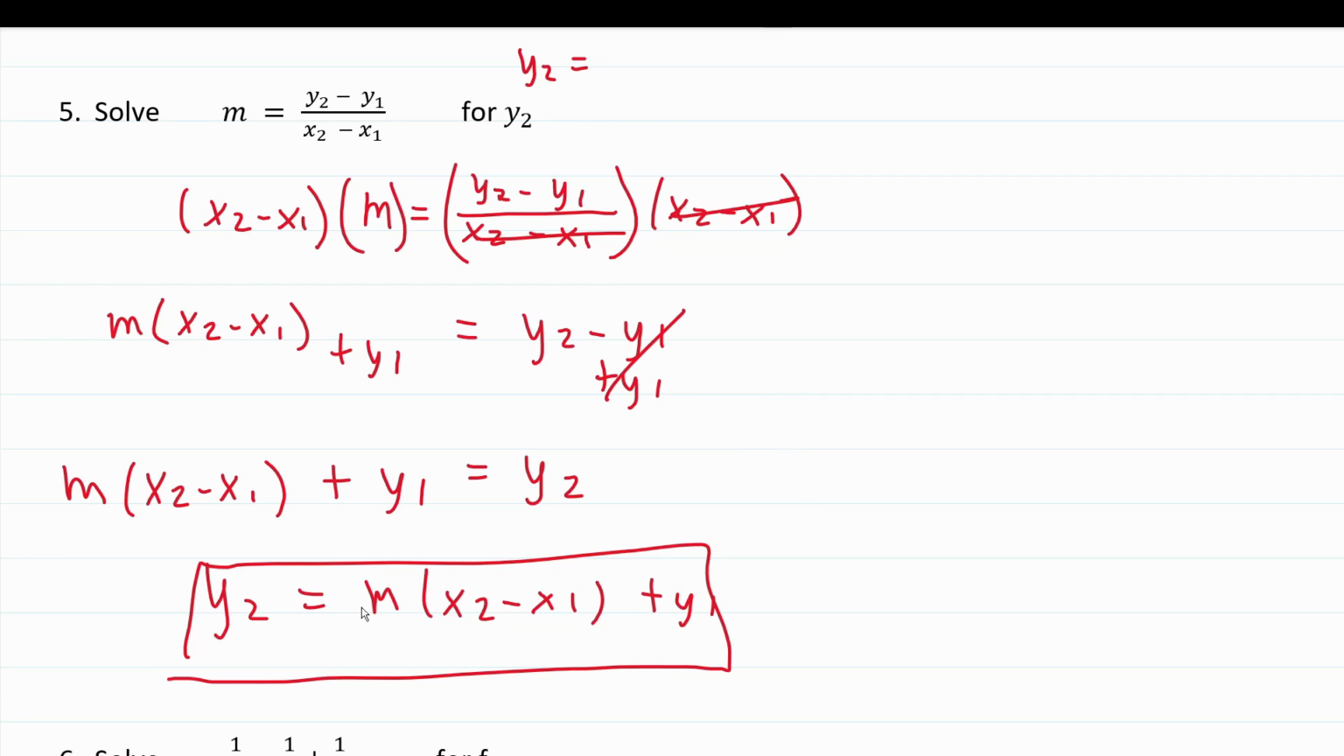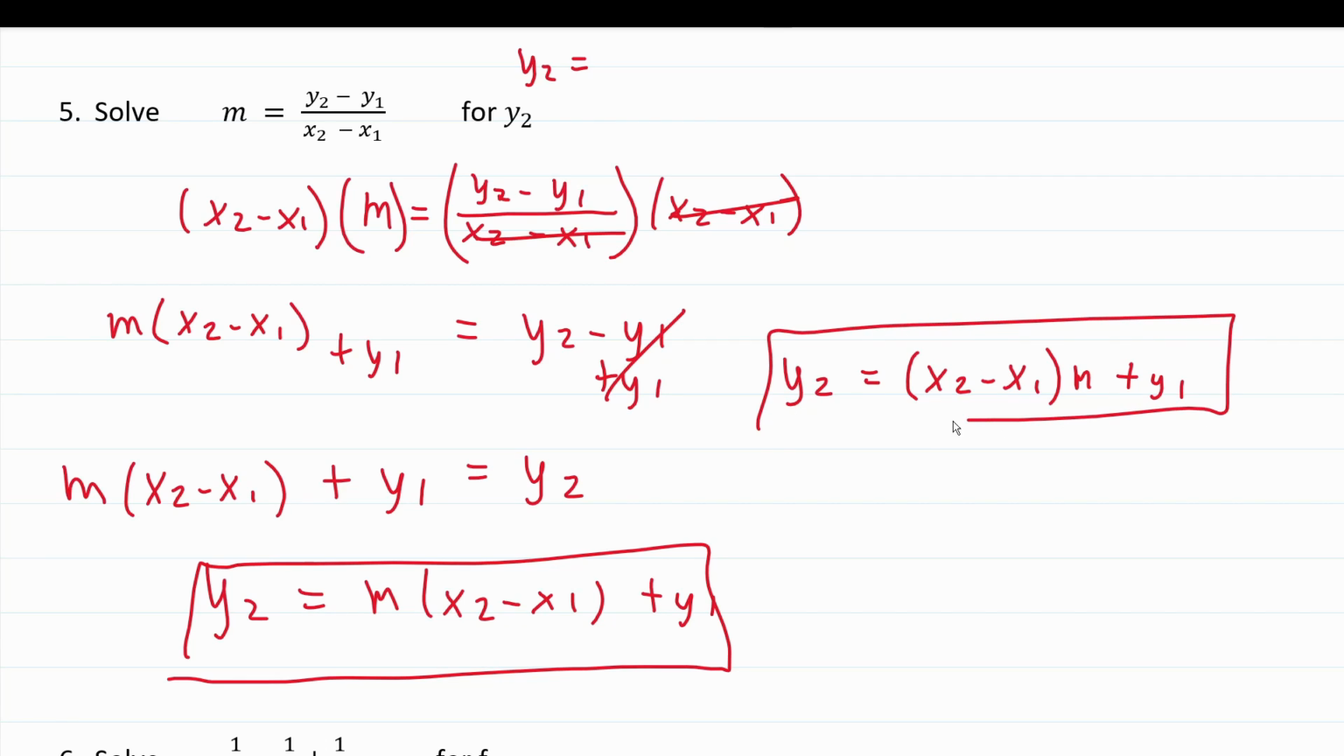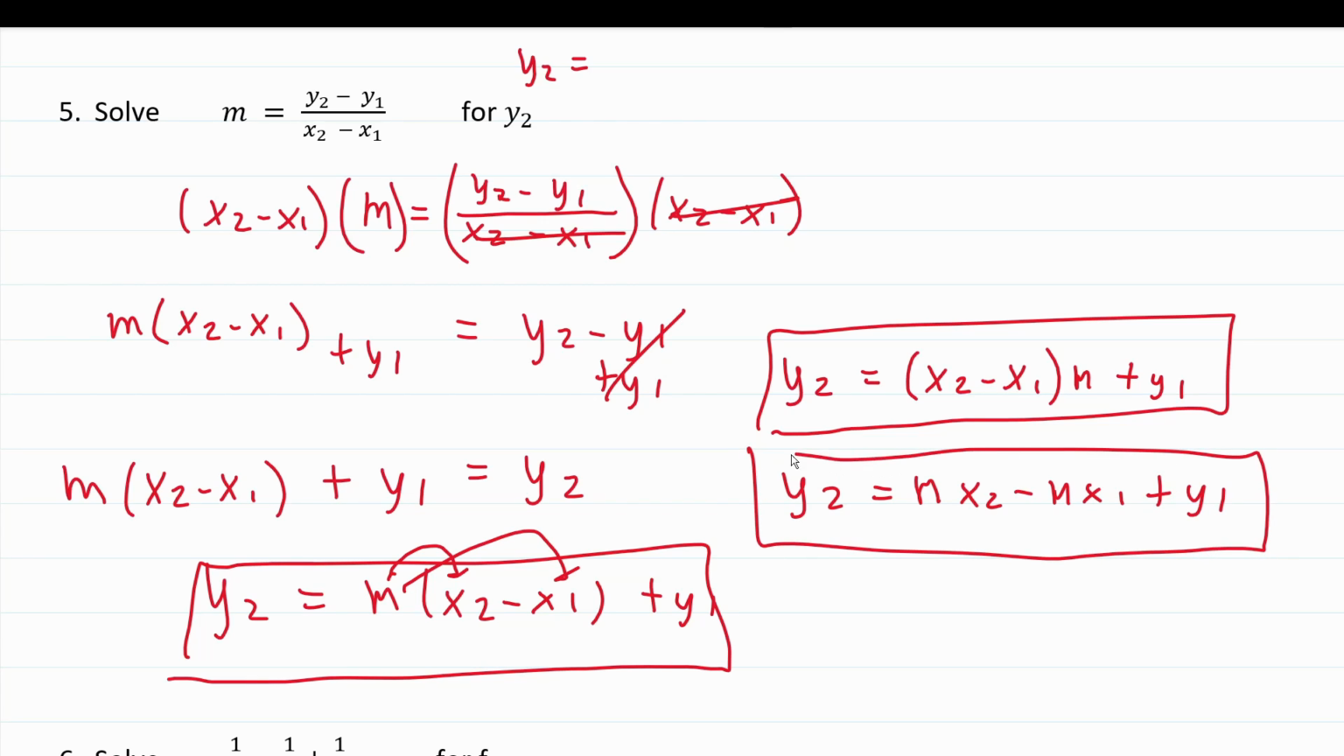First and foremost, you can simply write this like this. y2 equals x2 minus x1 times m plus y1. That is the same thing. And what's more, you could have also taken this m and distributed it here and here, and that would look like this. y2 equals m times x2 minus m times x1 plus y1. All right, so for this one, you could have had 3 different solutions, and they're all the same. All right, so that's that one.